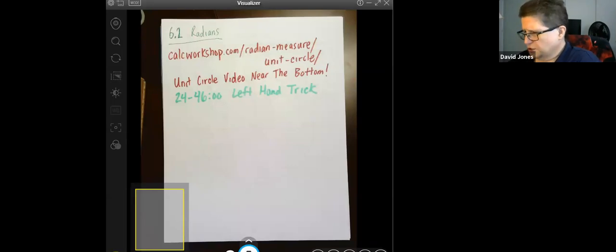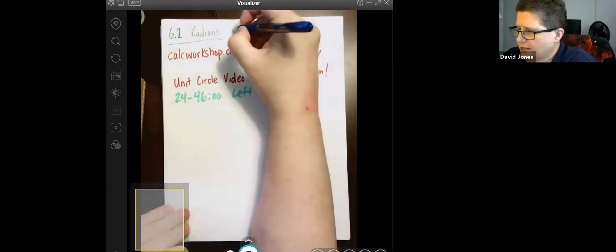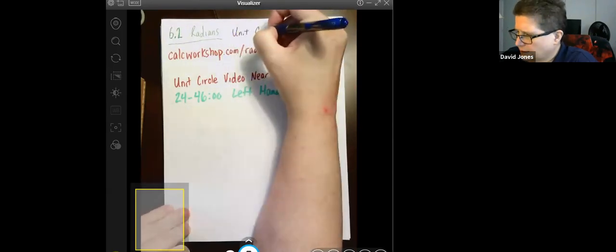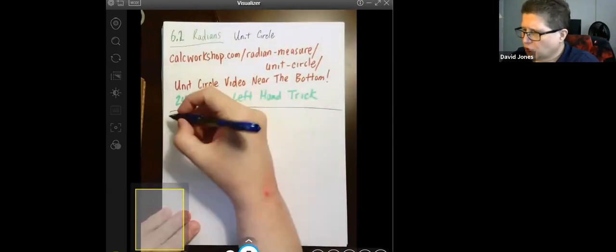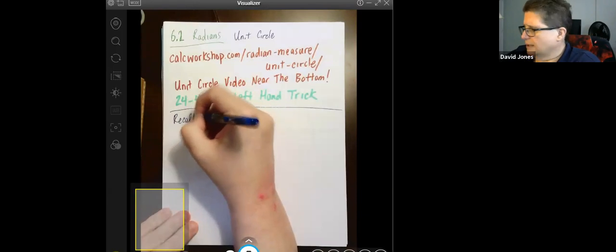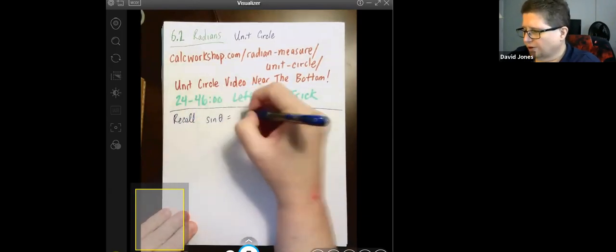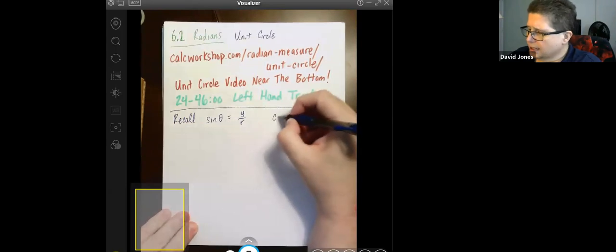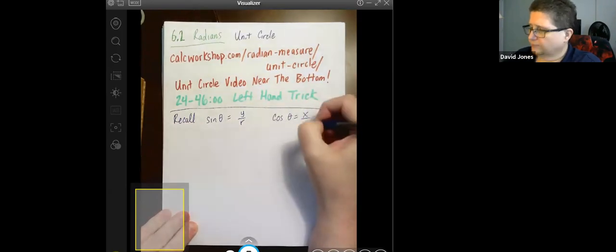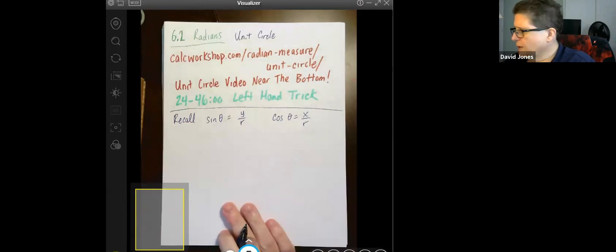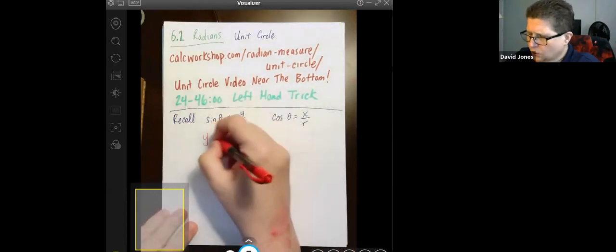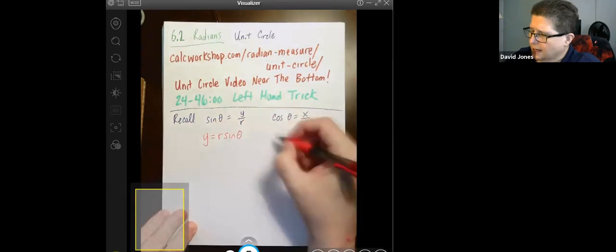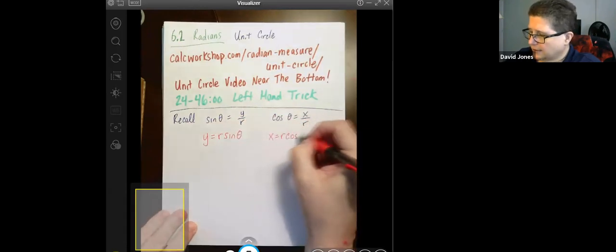So 6.2, radians and the unit circle. So I want you to recall that we had sine theta equaled y over r and cosine theta equaled x over r. Now, if we wanted to clear the fractions, we multiply both sides by r, we end up with the following. y equals r sine theta and x equals r cosine theta. Okay?